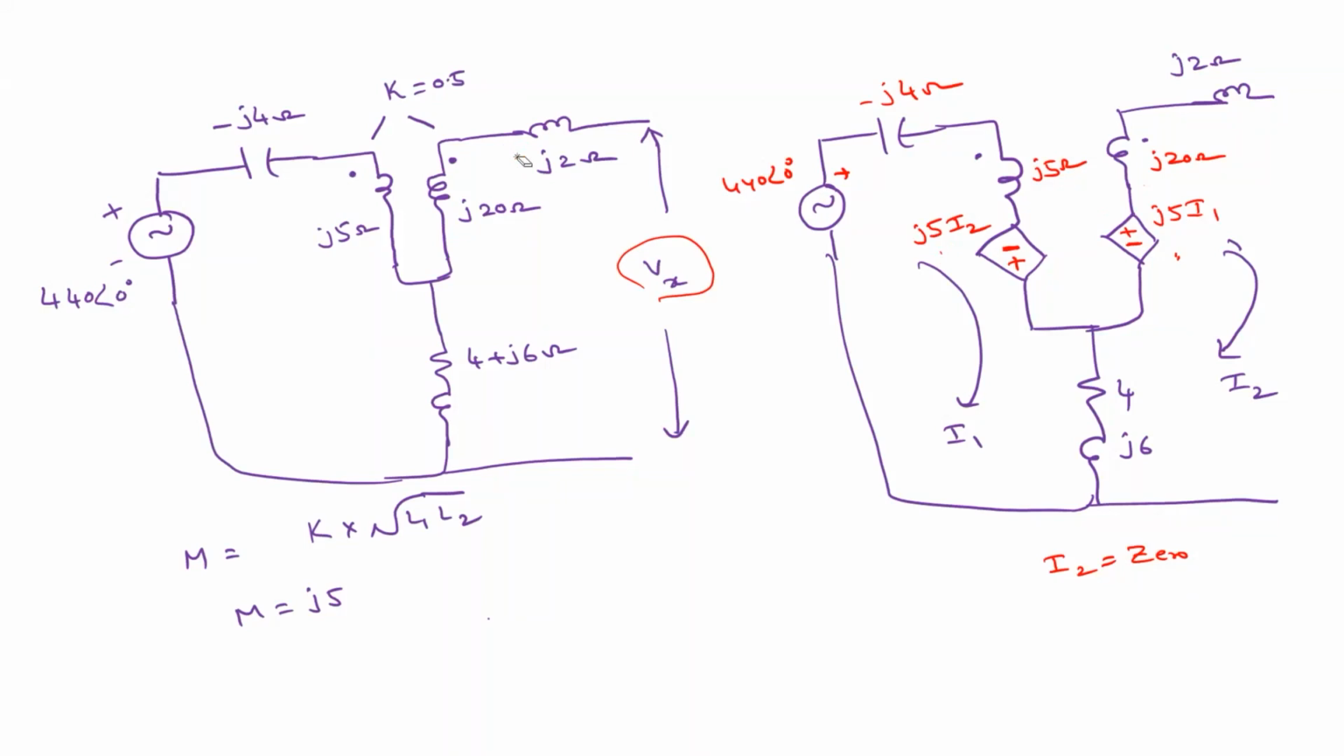So now tell me, what is this one? 440 at an angle 0 equal to 4 plus J7 into I1. We need to add all the reactances: J7 minus J4 minus J5. What is that? Plus J1, right? Agree? So 4 plus J7 into I1. So what is the value of I1?